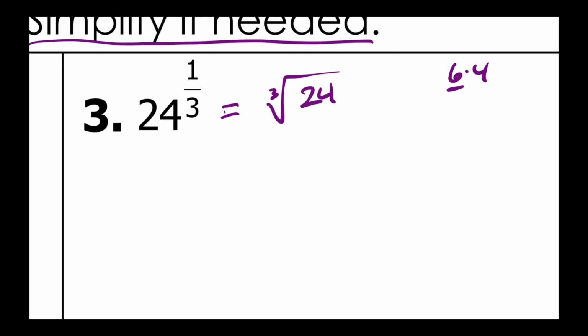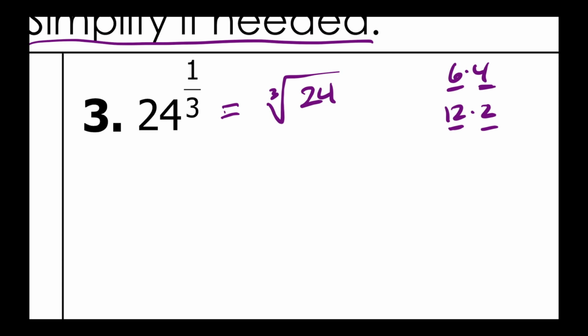But is 6 a perfect cube? Can I get 6 by multiplying a number by itself 3 times? No. Is 4 a perfect cube? No. Then somebody said, ooh, mister, 12 times 2. Perfect. 12 times 2 is great. But 12, not a perfect cube. 2, not a perfect cube.